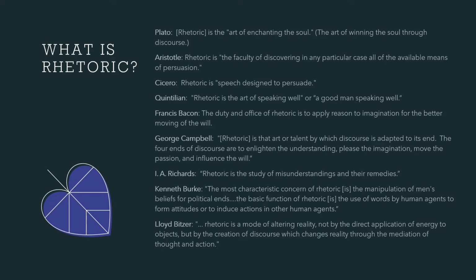Aristotle, who was Plato's very famous student, is the first person to really write a classification of rhetoric. And he defines rhetoric as the faculty of discovering in any particular case all of the available means of persuasion. In other words, if you have a particular issue, all of the available means of persuasion, different ways to persuade different audiences, right? And he kind of breaks that down if you're interested in reading his On Rhetoric.